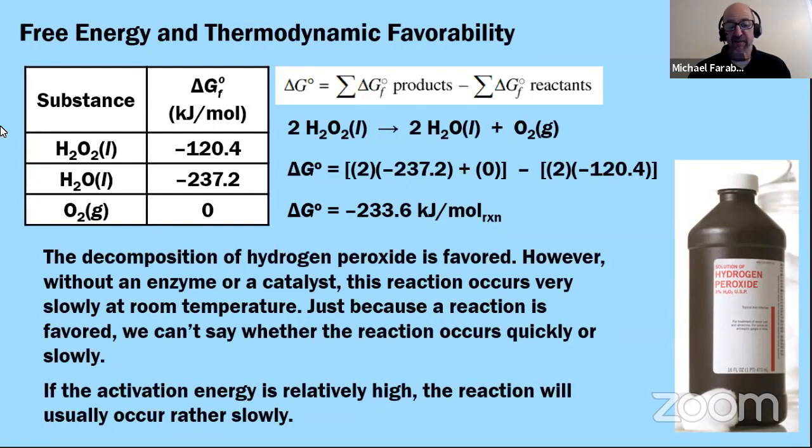Just because it's favored doesn't mean it's fast or slow. So remember that in general, thermodynamics will only tell you if it's favored or not, but it says nothing about the speed with which the reaction occurs. In general, if the activation energy tends to be relatively high, then the reaction will usually occur rather slowly. So if you are asked a question, explain why, although a reaction is favorable, it doesn't seem to occur at a very observable rate, you could talk about the activation energy being high, and that's why the rate of the reaction is slow.